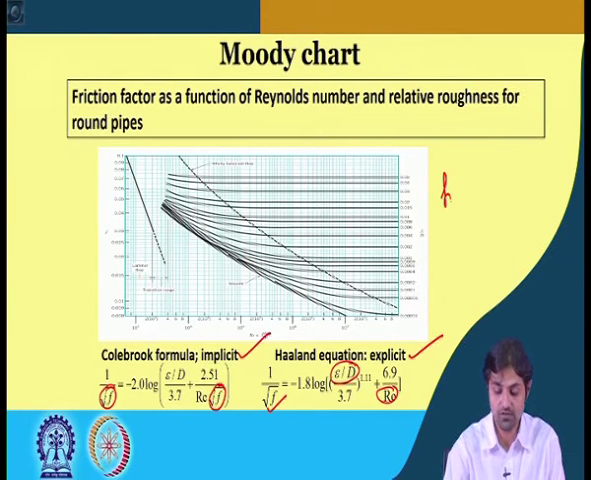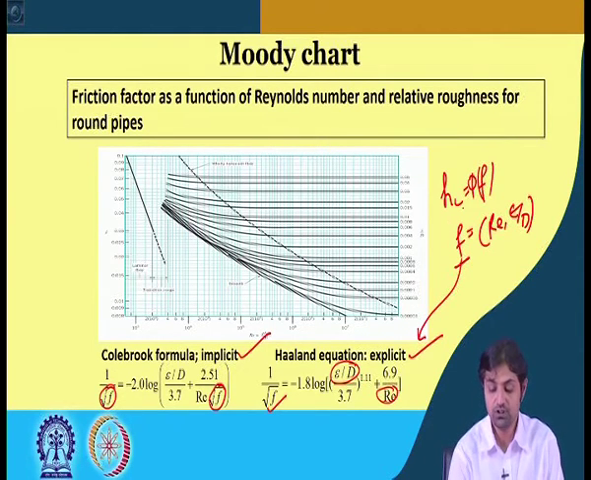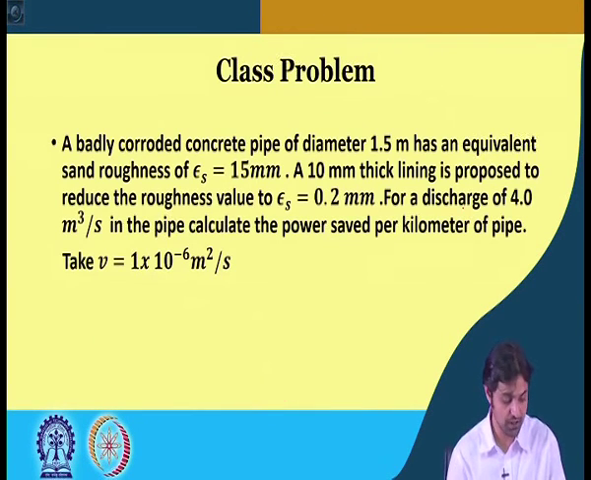Head loss was a function of friction factor, right? I mean, it was dependent on friction factor, and F was a function of Reynolds number and epsilon by d. So we can find F using these two formulas or the Moody chart, and therefore we will be easily able to calculate the head loss. To demonstrate that, we have a question here that we are going to solve now.